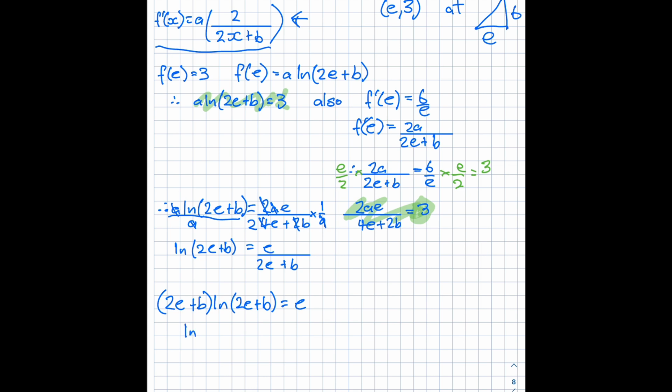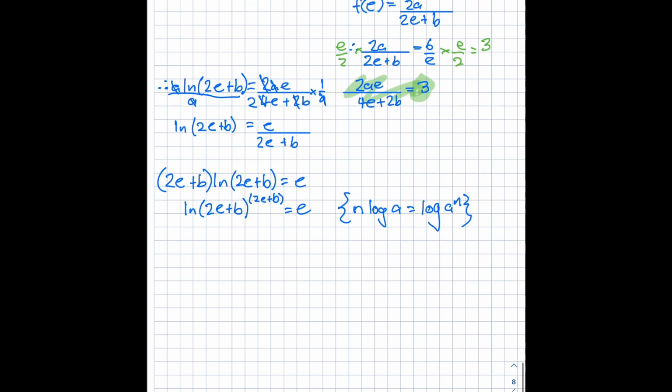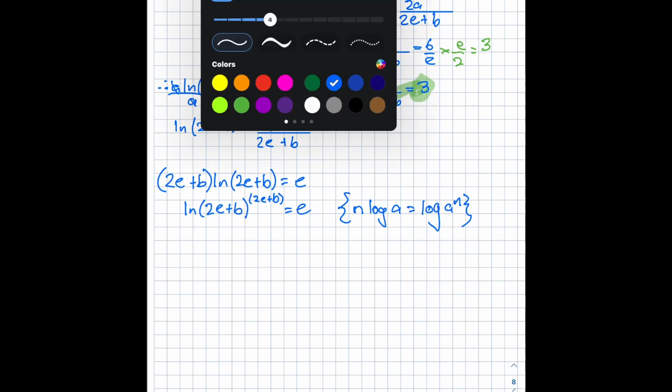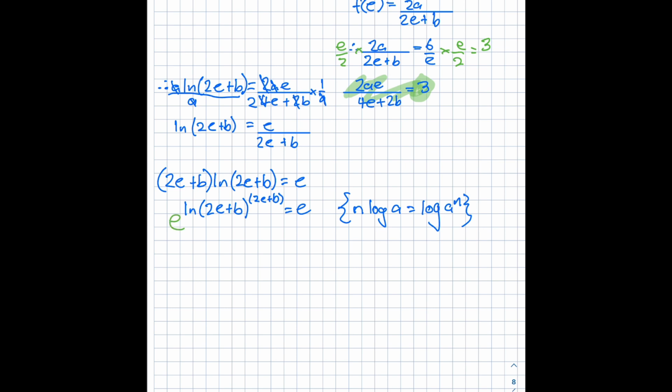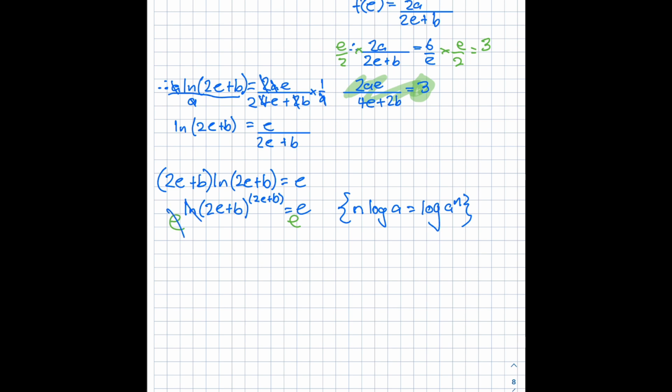Now, this is going to be the weirdest bit of this solution. I'm going to raise this using my log laws, 2e plus b to the power of 2e plus b, and this equals e. The rule I've used is n log a equals log a to the n, I'm just writing it in a general form. Now the next step is we're going to raise both sides to an e. So I'm going to put this to an e and this to an e. So these two cancel out, and I'm left with 2e plus b to the power of 2e plus b equals e to the e.